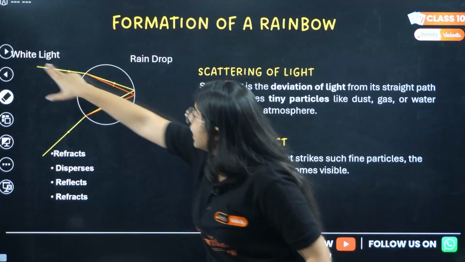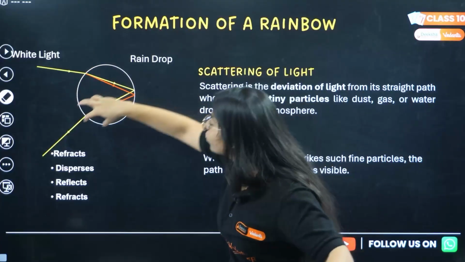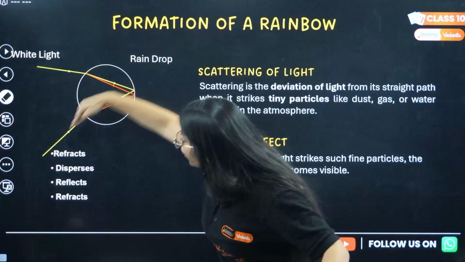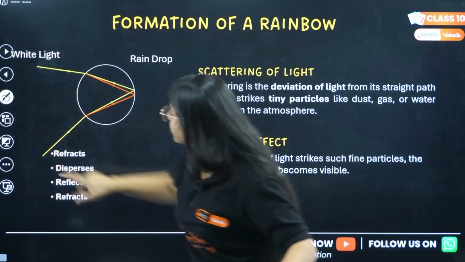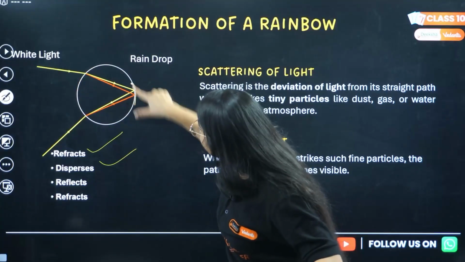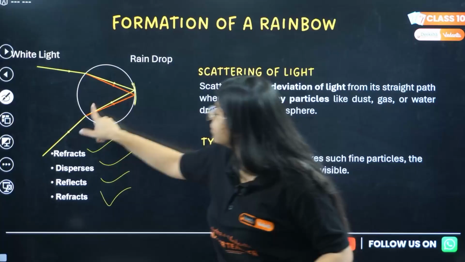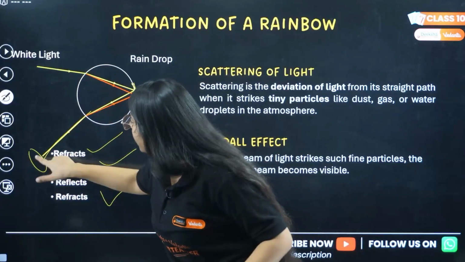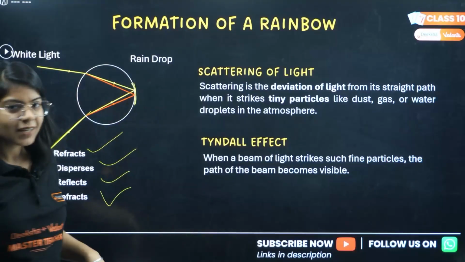So white light comes, it got refracted and it got dispersed, then it got totally internally reflected, and then it comes out. So first it refracts, then it disperses into 7 colors, then it gets totally internally reflected, and then again it gets refraction and it comes back, and here is me seeing this, okay? This is my eye. Done.